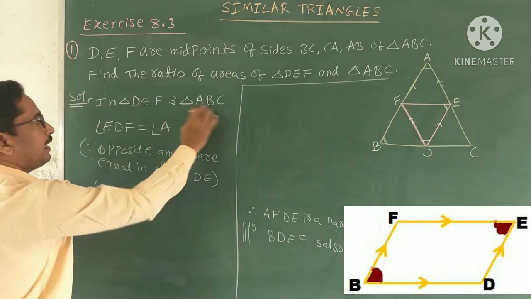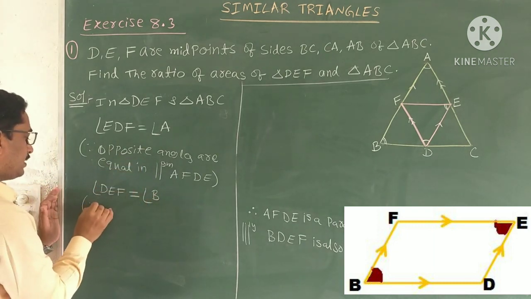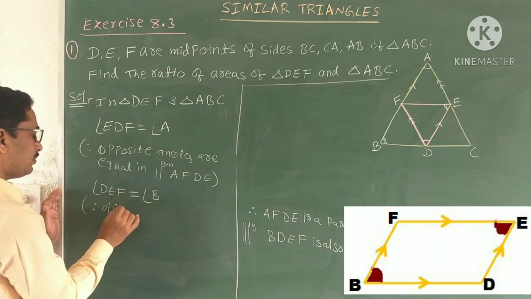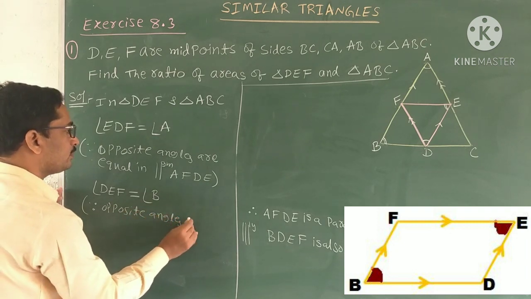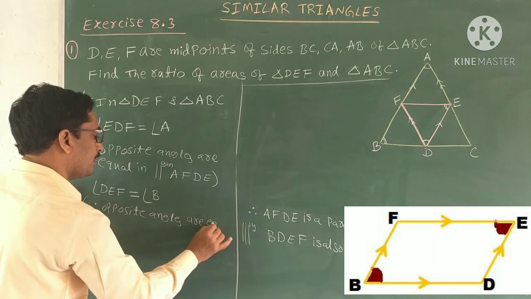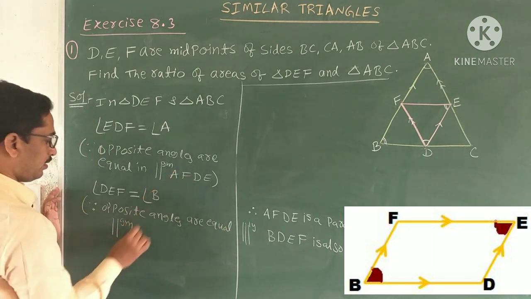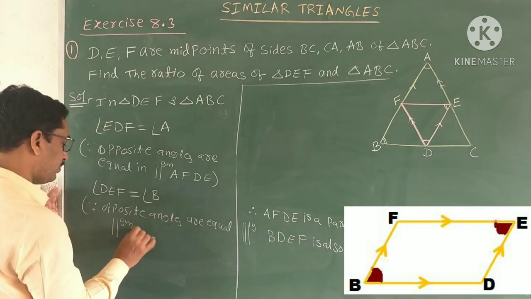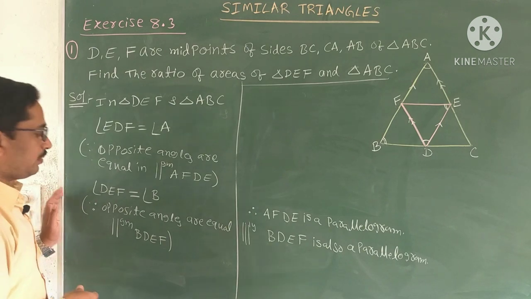Angle B in triangle ABC. So angle B, the same concept. The reason is opposite angles are equal in parallelogram BDEF.